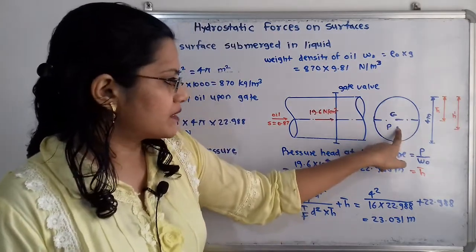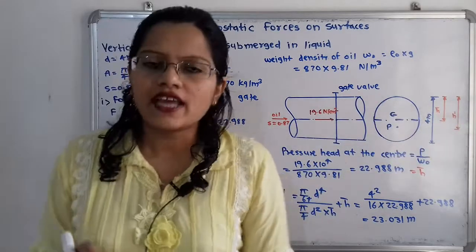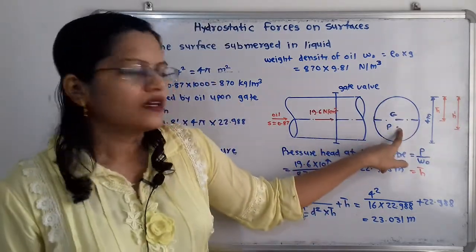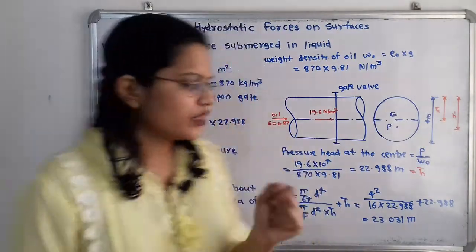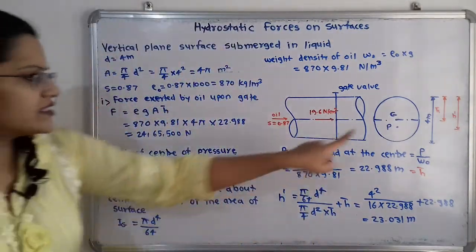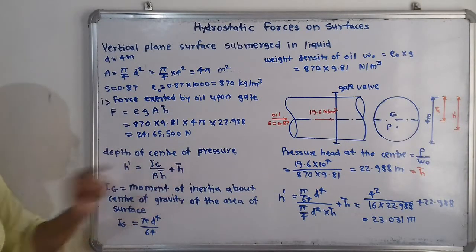Now we will move to the second question, that is, what is the position of the center of pressure, that is this P. That means we have to again calculate the distance h dash, that is the distance of this center of pressure P from the free surface of oil. So how to calculate this? h dash is equal to, we have the formula, Ig by A h bar plus h bar.